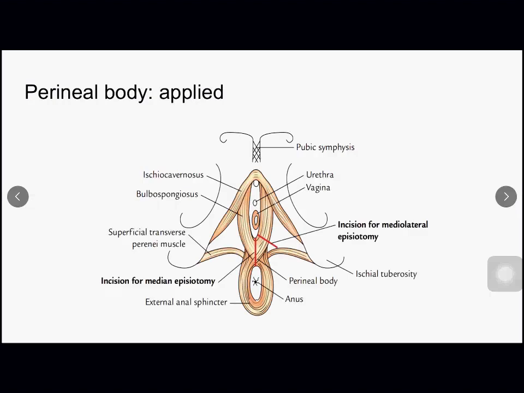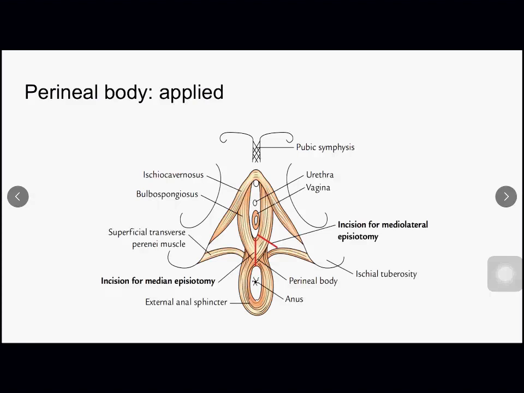Now an applied aspect regarding this perineal body is your episiotomy. What is episiotomy? It is an incision which is given during difficult childbirth in order to allow for the dilatation of the vagina. That is episiotomy. Previously they were giving a median episiotomy, so right in the perineal body they were giving the incision. But this has the danger that it may injure your external anal sphincter also. If the external anal sphincter is injured, there will be anal fecal incontinence.